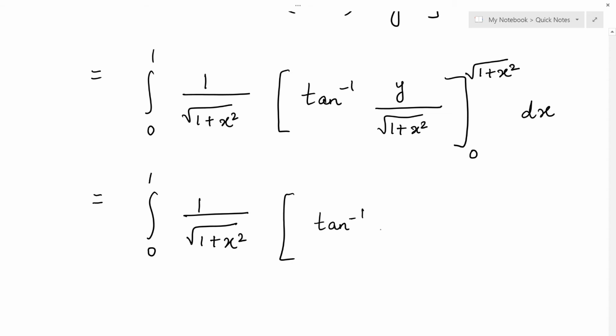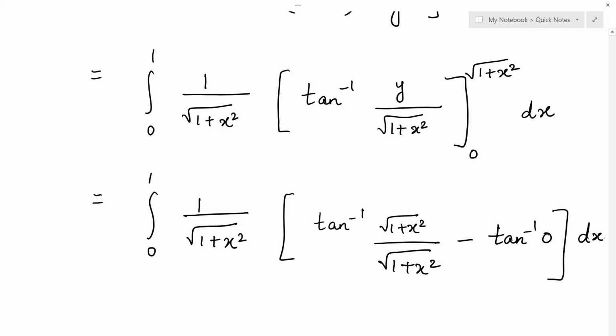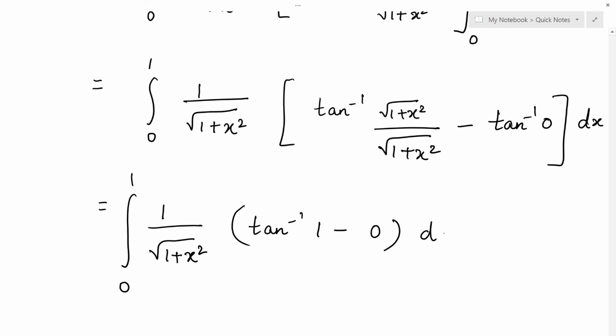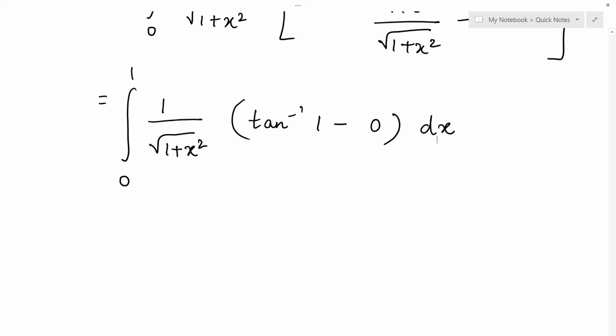So this will be tan inverse. Let me substitute the upper limit first. And then minus tan inverse, let me substitute the lower limit. This is what you will get after you substitute the limits. Which is nothing but 1 upon under root of 1 plus x square, 0 to 1. Tan inverse of 1 you will have. Tan inverse of 1 you know very well, it is pi by 4. So this will be tan inverse of 1 minus tan inverse of 0, which, you know, is 0. So tan inverse of 1 will be pi by 4. Again, that will come outside the integration.